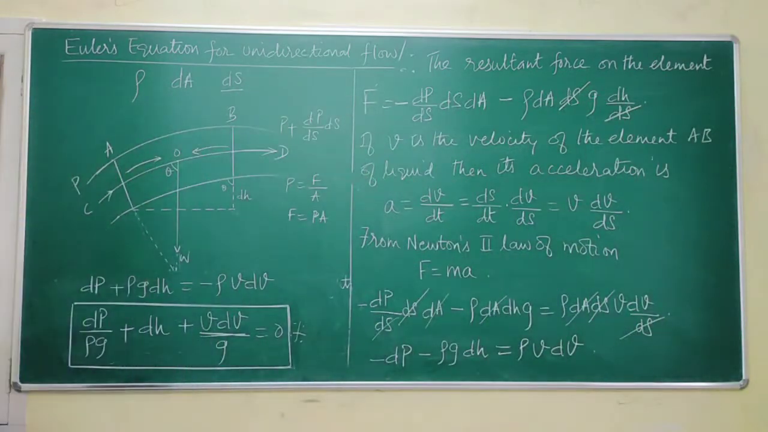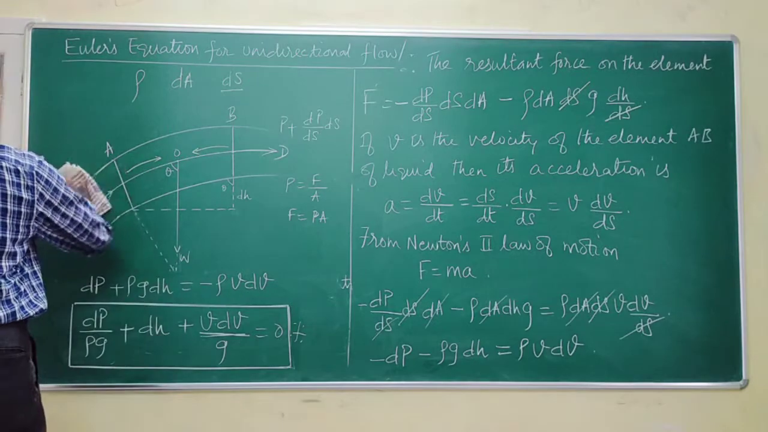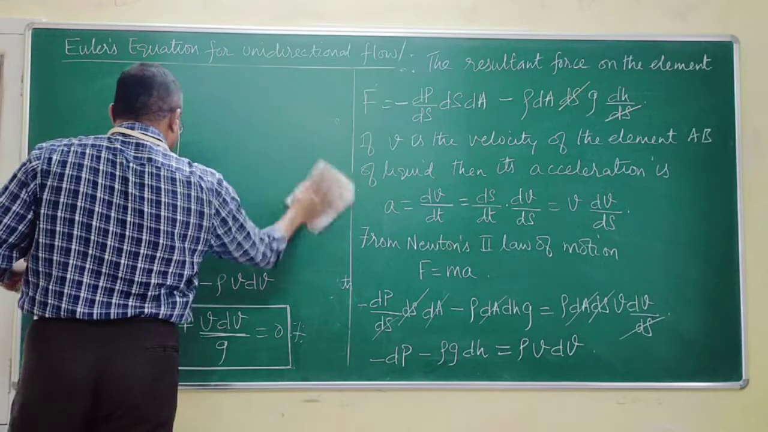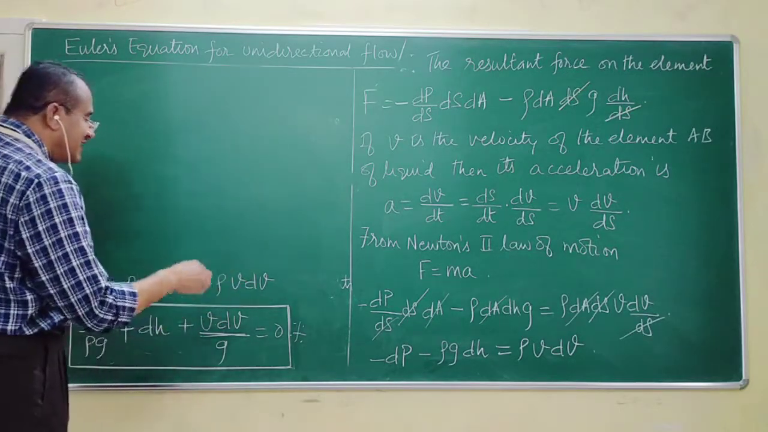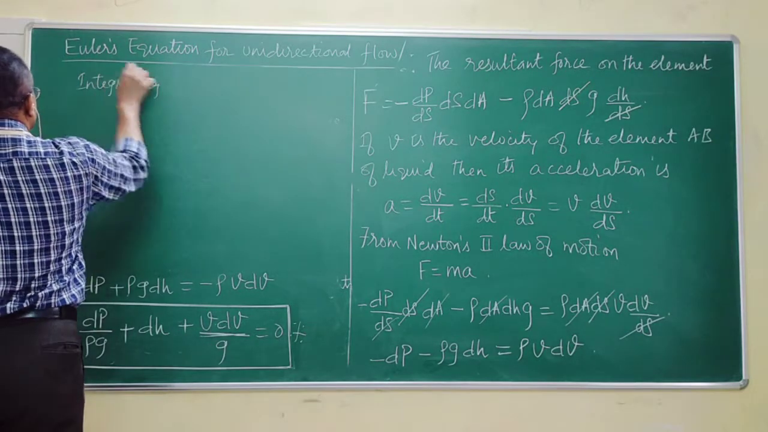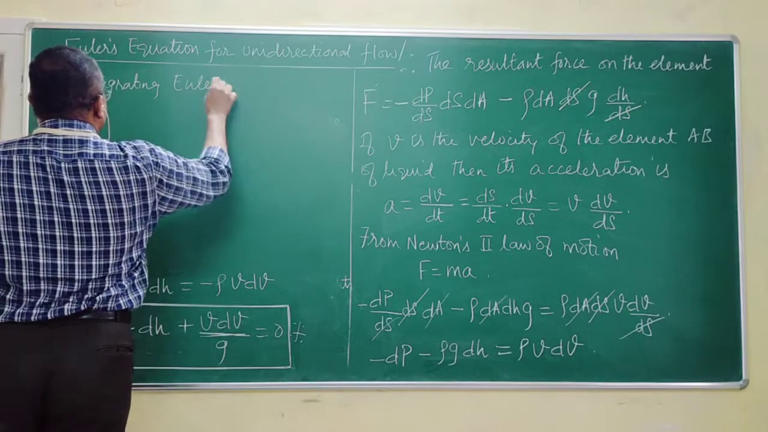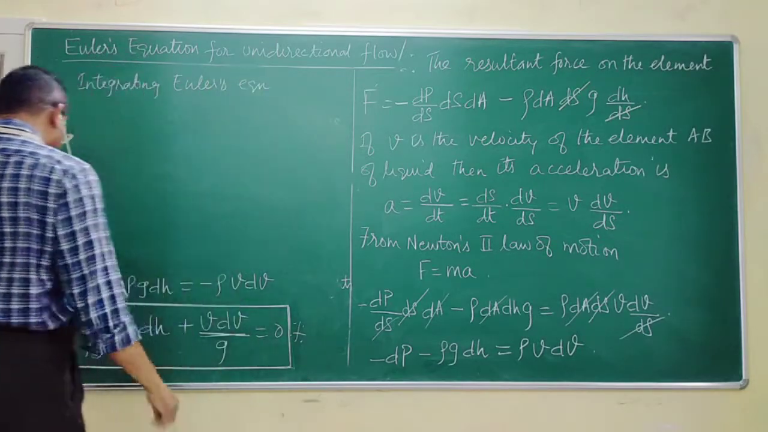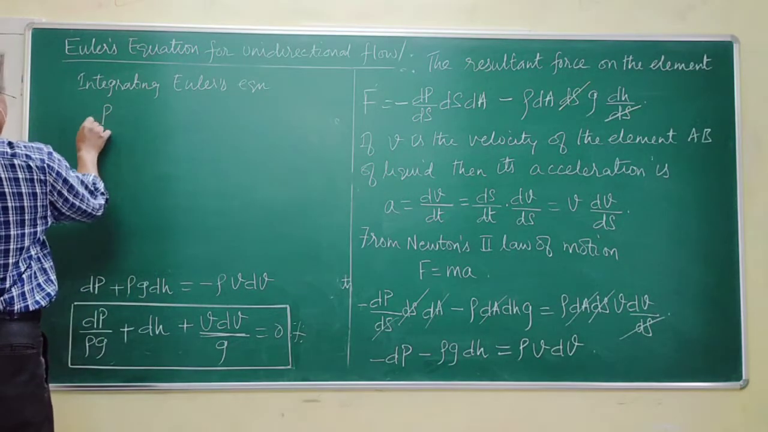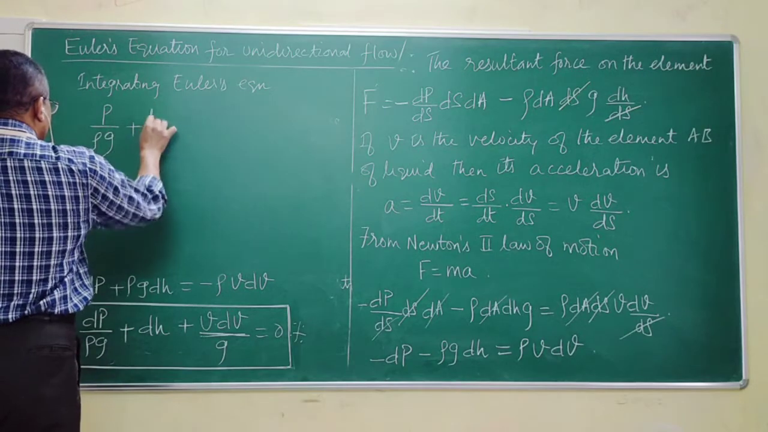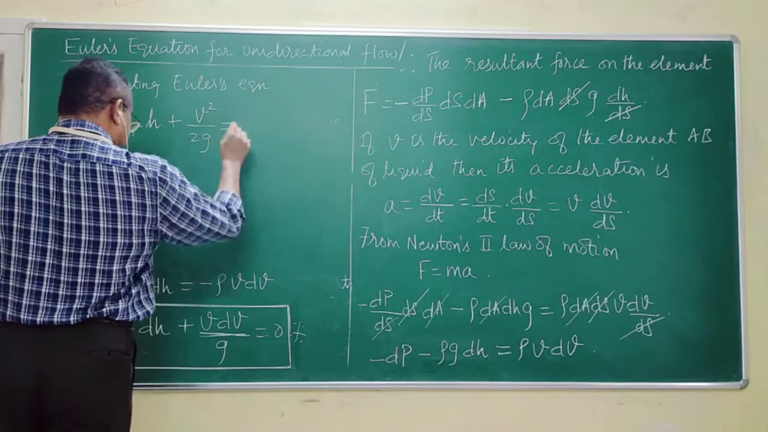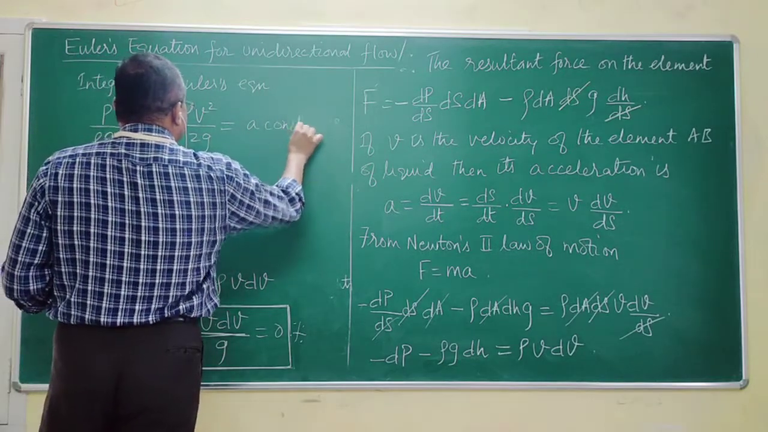Now, I will rub this diagram off here. This Euler's equation, if I integrate Euler's equation, what do I get? This equation: P by rho g plus h plus v square by 2g is equal to a constant.